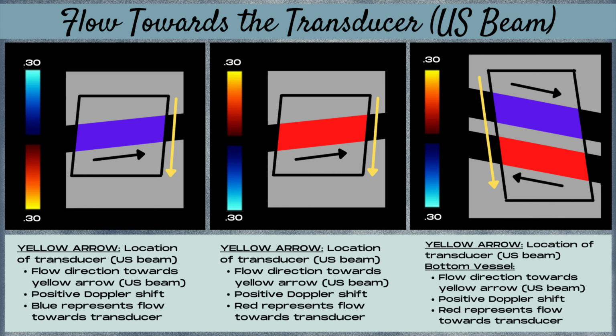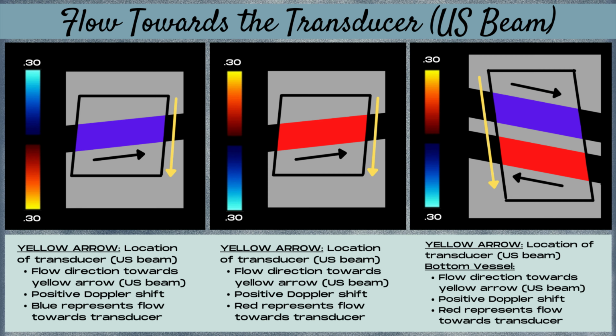Now let's look at a schematic showing what flow towards the transducer or flow towards the ultrasound beam will look like. In the diagram on the far left, the yellow arrow depicts the location of the transducer or the ultrasound beam.